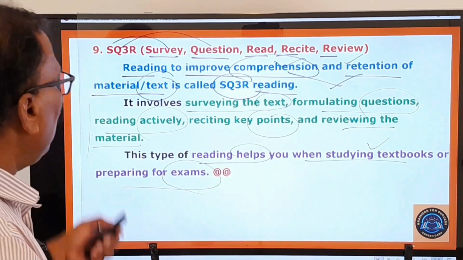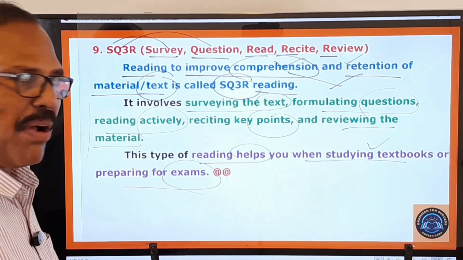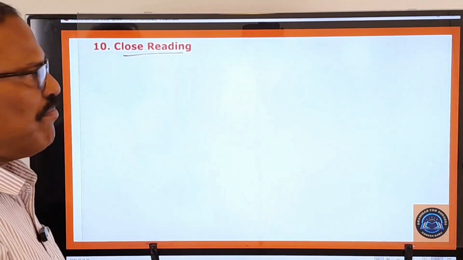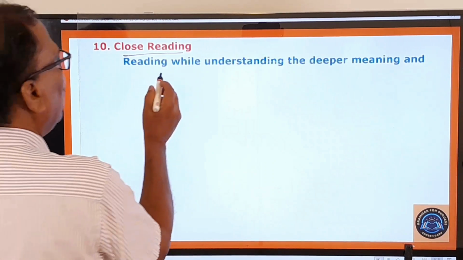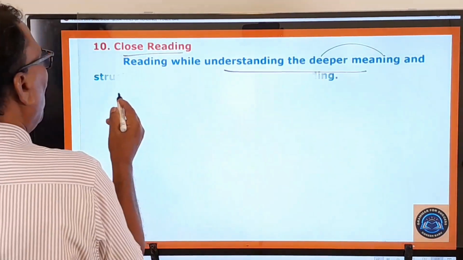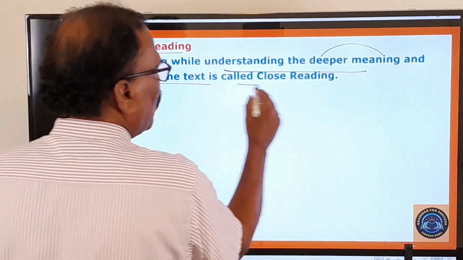Now let's move on to the next type of reading. Close reading. What is this close reading? Let us look at that. Reading while understanding the deeper meaning and structure of the text is called close reading.